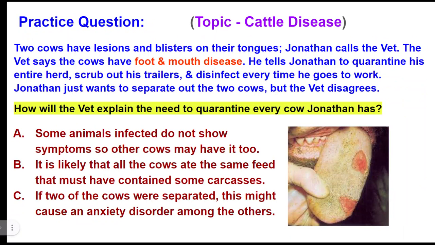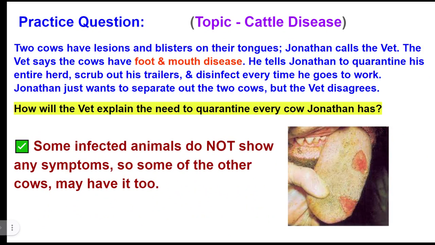All right, let's try this practice question. You got it. I knew you would. Some infected animals do not show any symptoms, so some of the other cows may be infected as well. So all cows need to be quarantined.